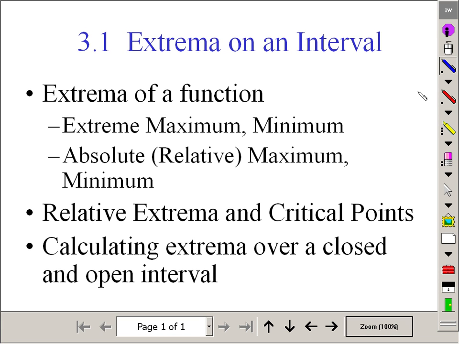Alright guys, here we go. Here's what we're talking about today. Section 3.1, which is extrema on an interval.